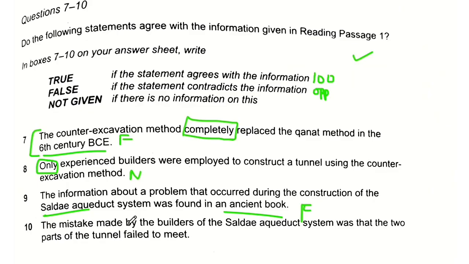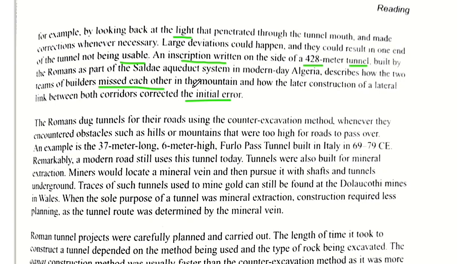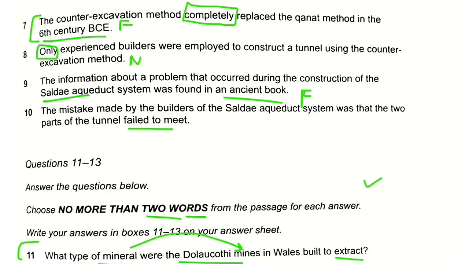Then you can see: a mistake made by builders of the Saldae aqueduct system was that the two parts of the tunnels failed to meet. You can clearly see in the paragraph that the team of builders missed each other in the mountain, and how the later construction of a lateral link between both corridors corrected the initial error. As clearly mentioned in the passage, the answer for the 10th question is true.